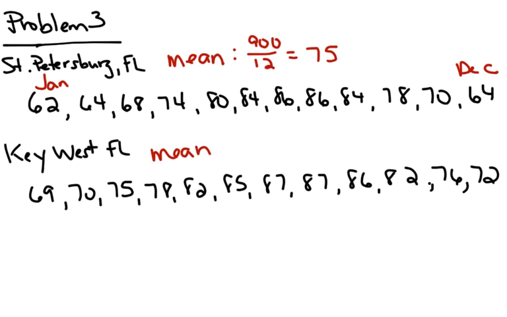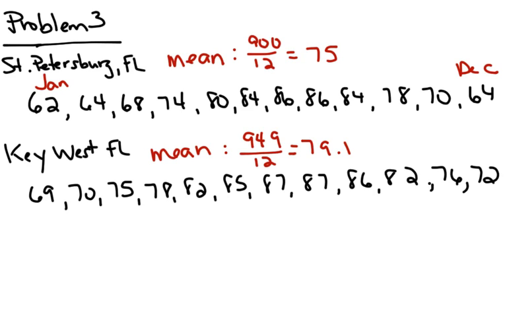The mean for Key West, Florida: if you add all 12 of these numbers together, you should get 949. And 949 divided by 12 is approximately 79.1. So in Key West, Florida, the average monthly water temperature is higher, which kind of makes sense because Key West is south of St. Petersburg.